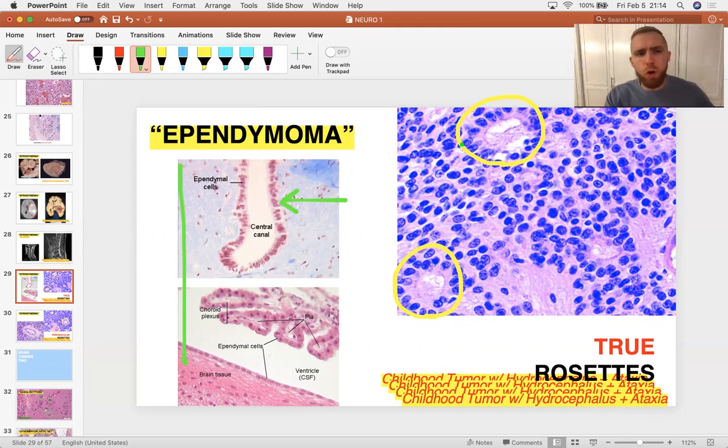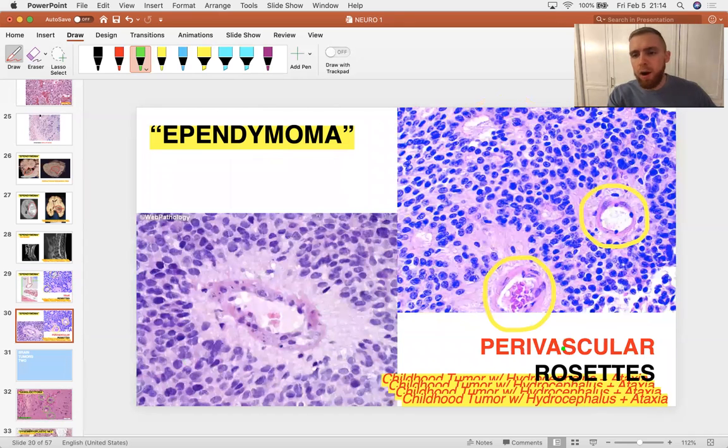One more time, those rosettes inside the ependymoma histology, they are empty. They are true rosettes. Either that or they are perivascular rosettes. Either way, there's nothing in the middle of them.